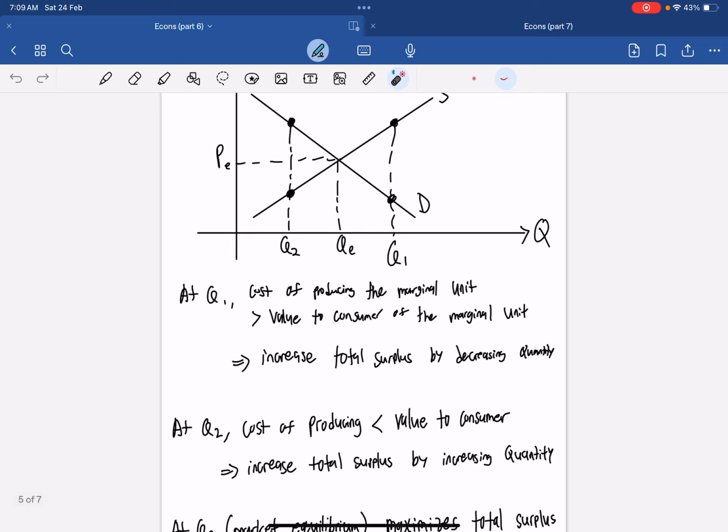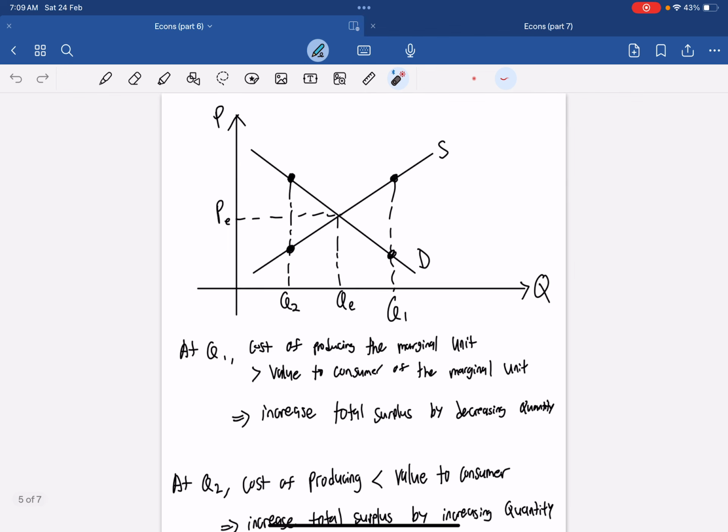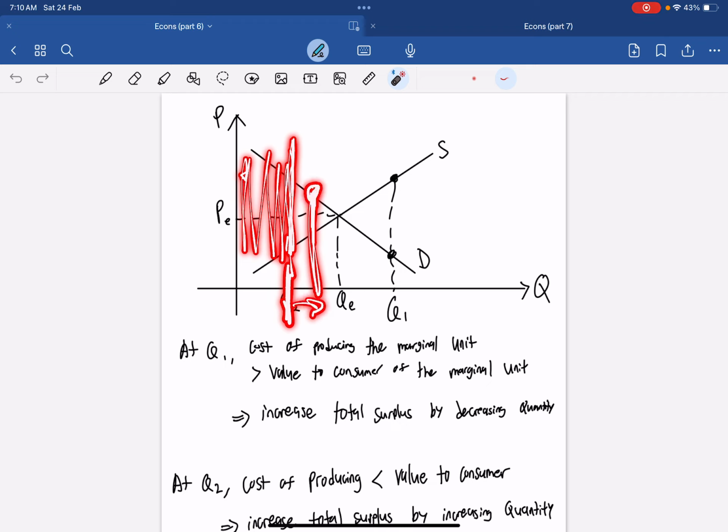And then at Q2, what happened? Well, now you know that you value it a lot, but your sellers do not. Your cost of producing is less than your value of consuming, meaning for each marginal unit you can increase the surplus, because at this point you only produce Q2, then you're stuck here, right? So how do you want to increase the total surplus? Well, you can just increase the production.